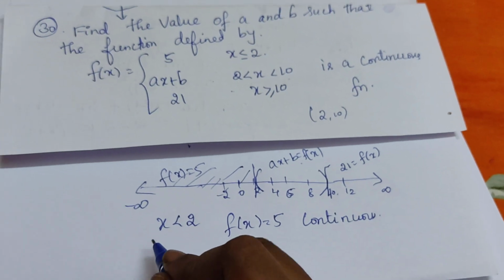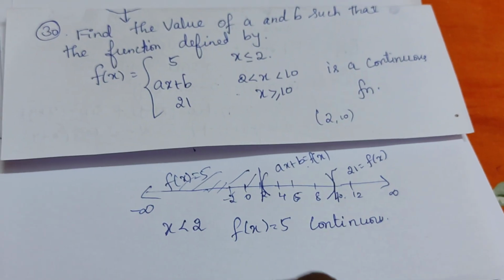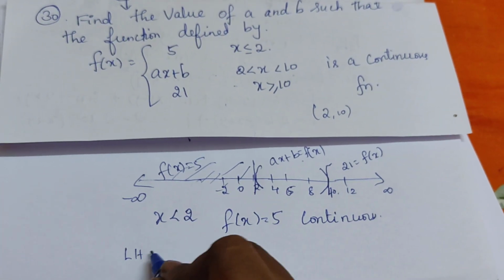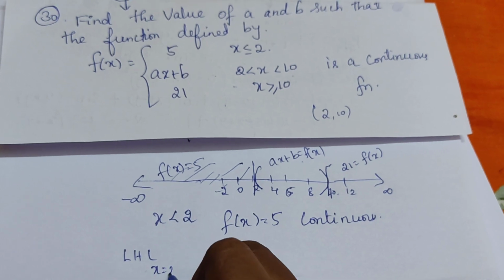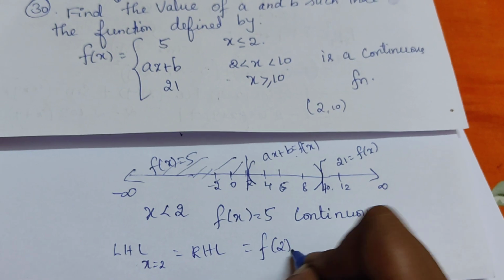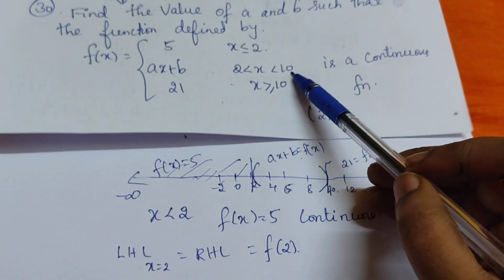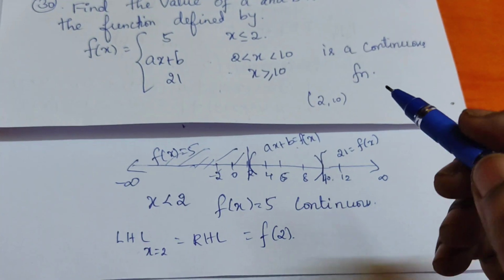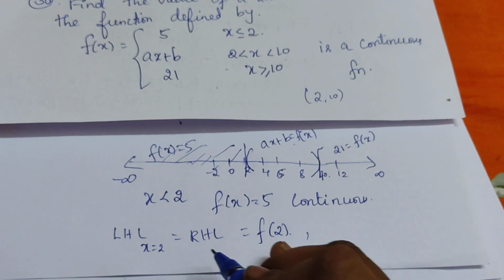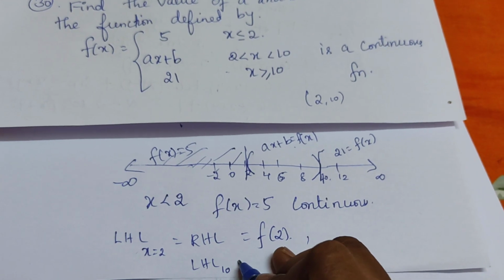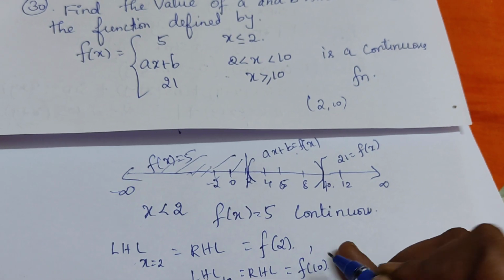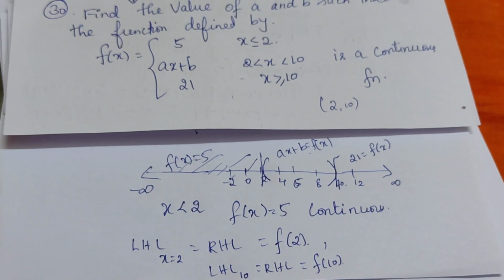Now let us assume the continuity at 2. To say the function is continuous at 2, left hand limit at 2 and right hand limit equal to the functional value. Similarly we have to consider the continuity at 10. Now at first I am going to consider the continuity at 2 and also at 10. Left hand limit at 10, right hand limit equal to the functional value. Yes, now we will calculate the limits.